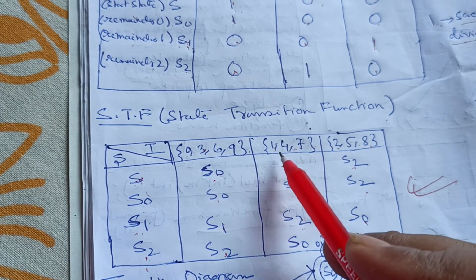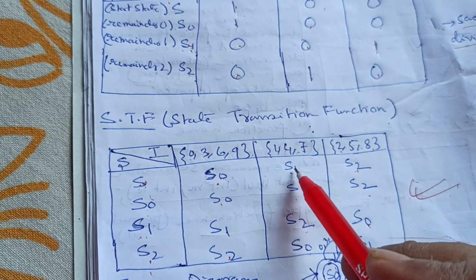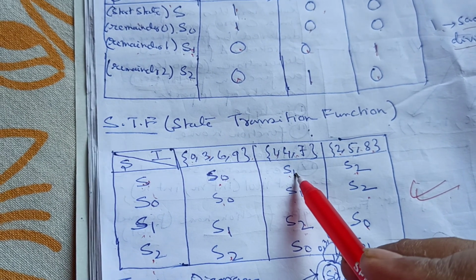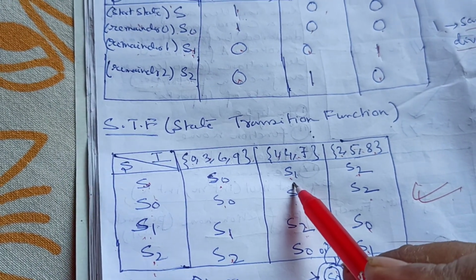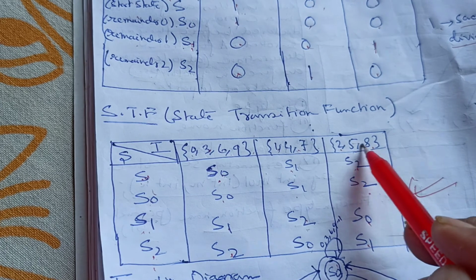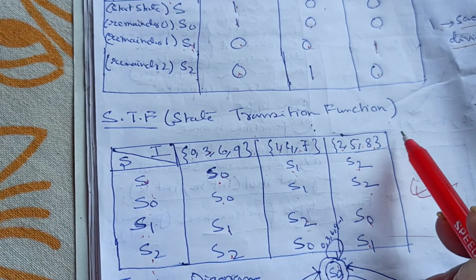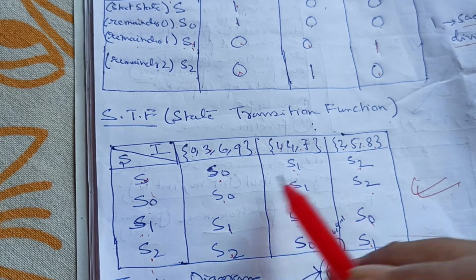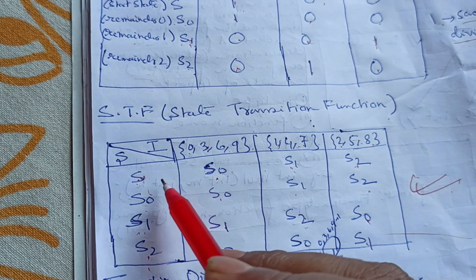Now when we are getting 1, 4, 7, if you divide it by 3, you will get remainder as 1, so it will go to S1. For 2, 5, 8, if you divide it by 3, you will get remainder as 2, so it will go to S2. And S0 is the same as S.